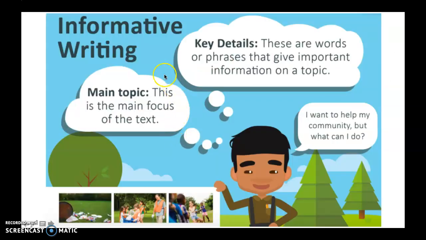So then you would remember that you saw this in your lessons. This is a little chart that gives you information. It tells you that informative writing has a main topic. This is the main focus of the text, and it has key details. These are words or phrases that give important information on a topic. So this boy is thinking, I want to help my community, but what can I do? So he's going to be thinking his topic is helping the community. And the details, that's going to be the what can he do?